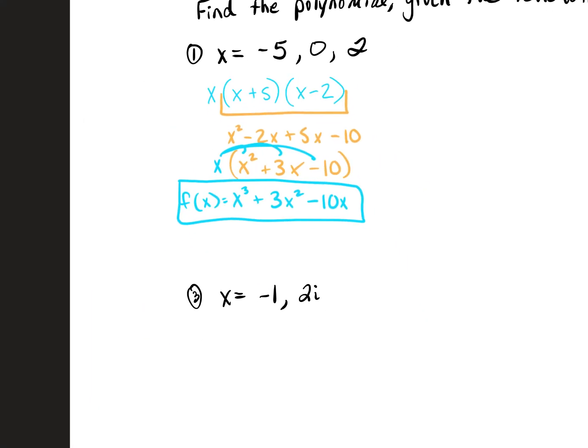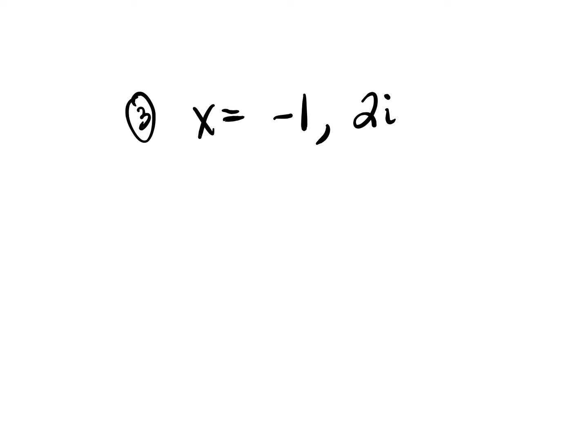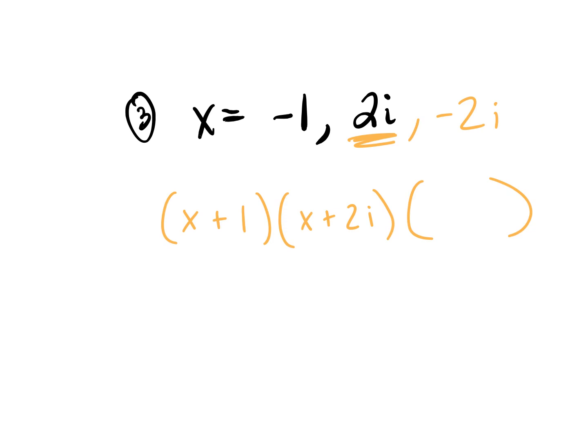All right, we're going to do one more of these. So let's look at number 3. So here I have an imaginary number. Am I missing any zeros? What? Negative 2i. So if I have a complex number, whether it's imaginary or a square root, I also need the conjugate pair. So when I plug these into my factored form, what would I put? Perfect. x plus 1, x plus 2i, and x minus 2i.